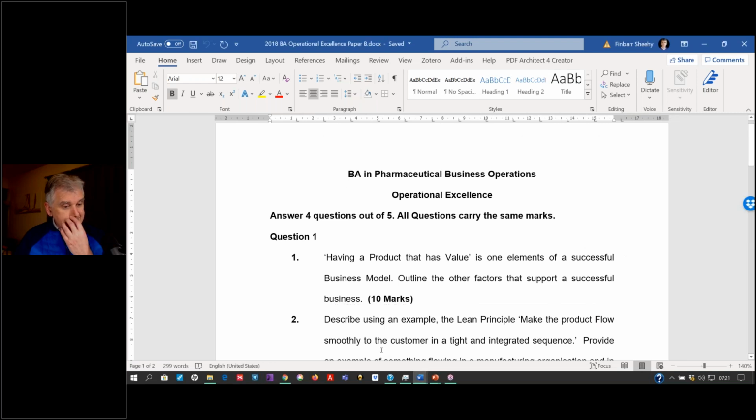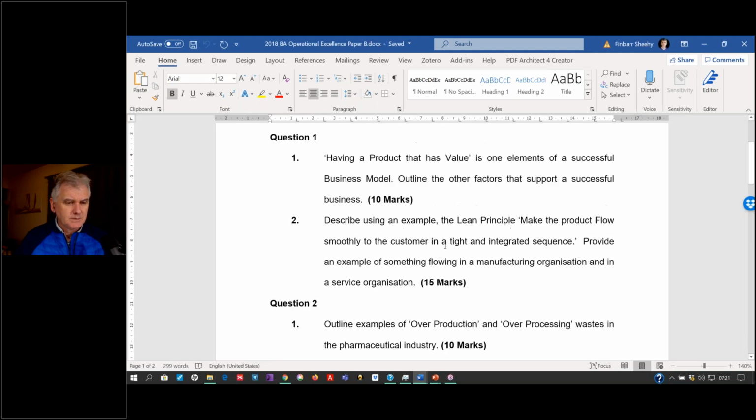Again, you should have access to all of these exam papers on Moodle. Question 1, this is from 2018. Having a product that has value is one element of a successful business model. Outline the other factors that support a successful business. This was the diagram we talked about very early on: vision, product and service, process, competency, that kind of model. Outline the other factors that support a successful business.